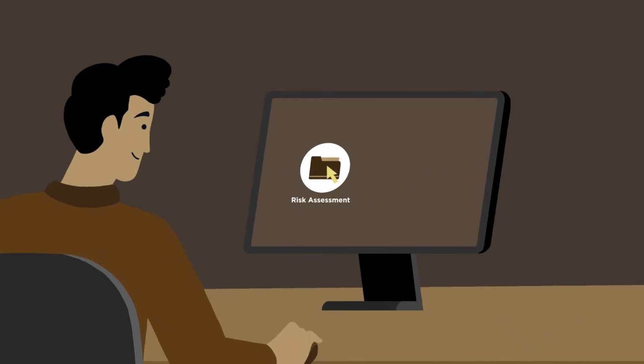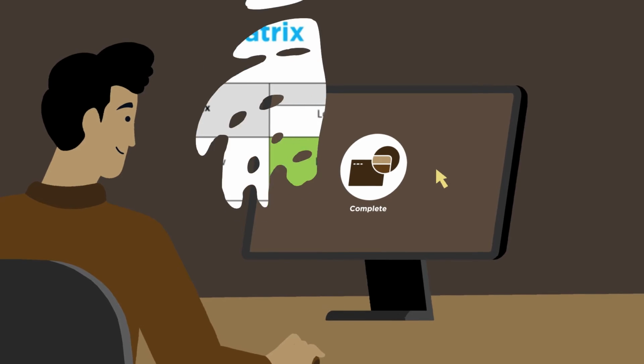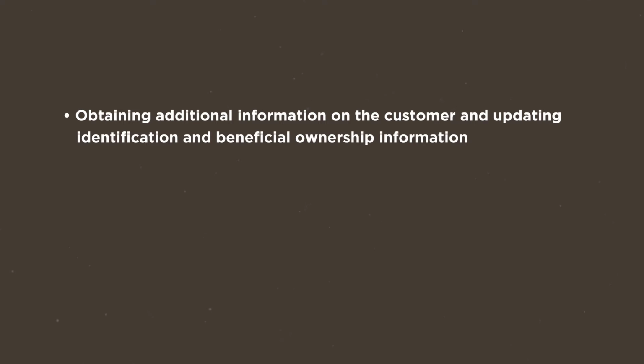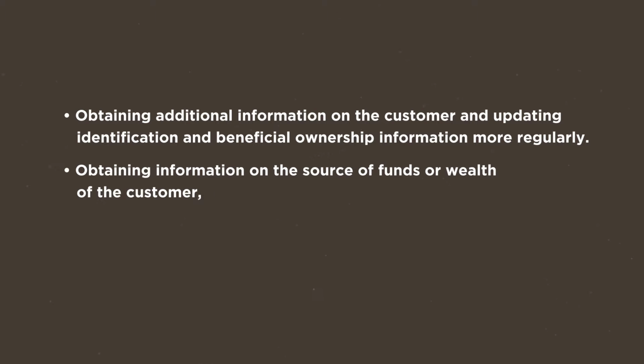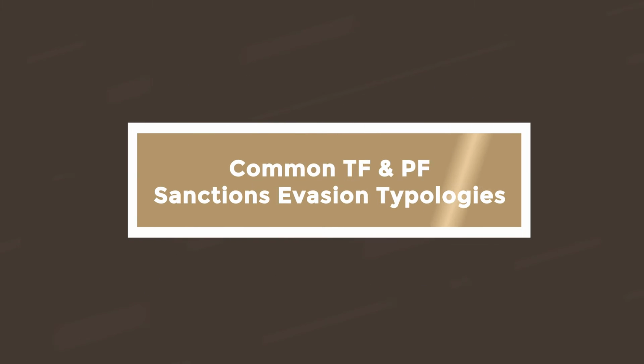Once the risks are clearly identified, assessed, and understood, reporting entities should implement mitigation measures to address high-risk areas. Mitigation measures often involve the application of enhanced due diligence measures, such as obtaining additional information on the customer and updating identification and beneficial ownership information more regularly, obtaining information on the source of funds or wealth of the customer, and obtaining information on the reasons for intended or performed business transactions.